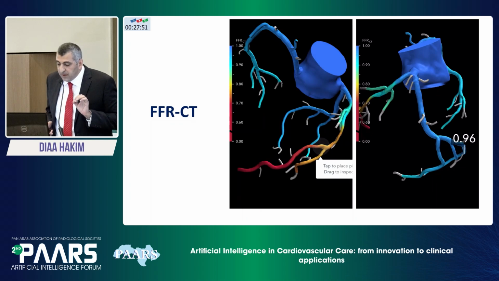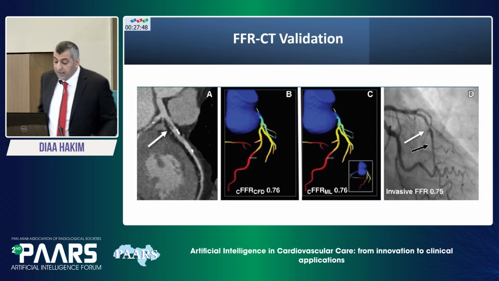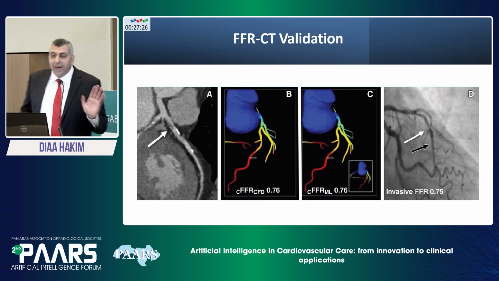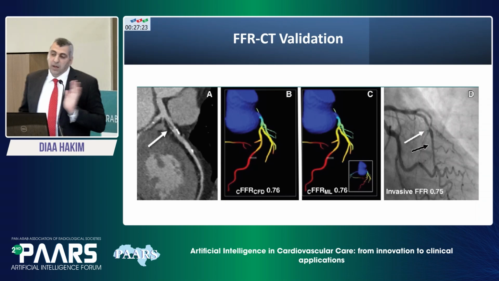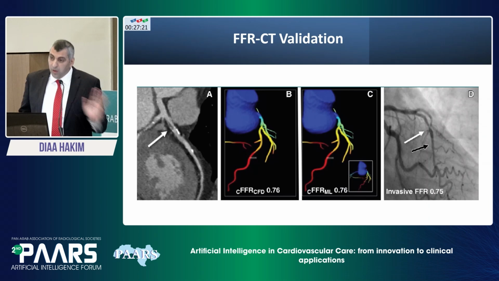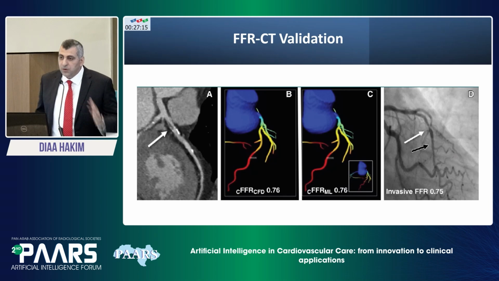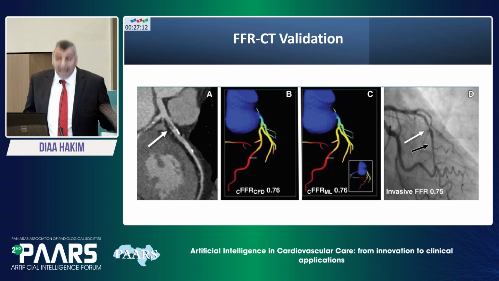Not only that, but the FFRCT has, of course, been validated. If you see, this is the CT image, this is the LAD, and this is the measurement using computational fluid dynamics. The FFR is 0.76. Using machine learning it is 0.76, the same, and our invasive measurement in the cath lab is 0.75. So very compatible and very matched with the invasive technique for measurement of the pressure inside the coronary arteries, and that was the base to adopt this technique now in decision making to refer the cases to the cath lab or not.